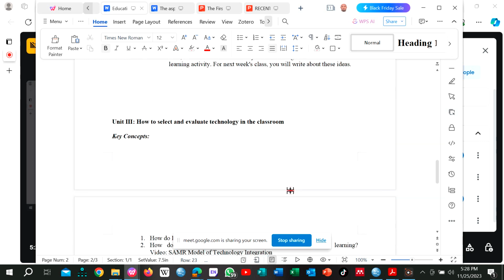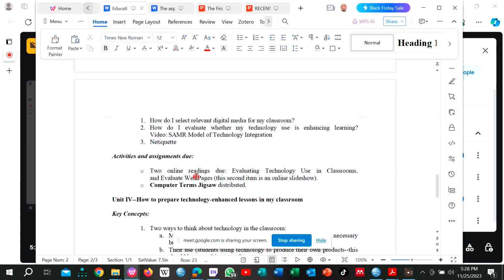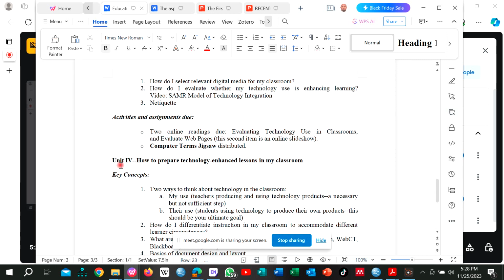Unit 3 is about how to select and evaluate education technology for the classroom. I love this one. So we will evaluate whether the technology we are using can enhance learning. We will also look at the networks and all that. So there's also an activity there.